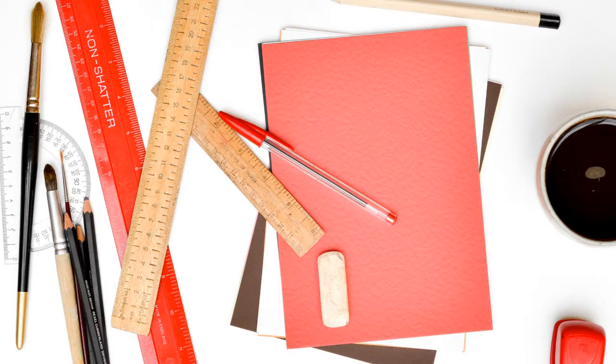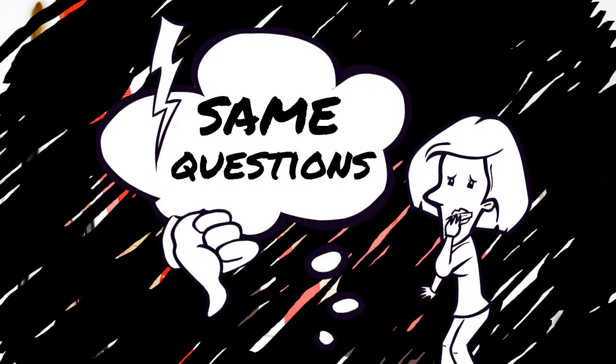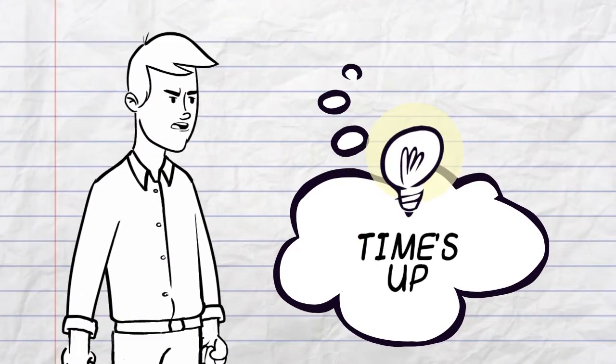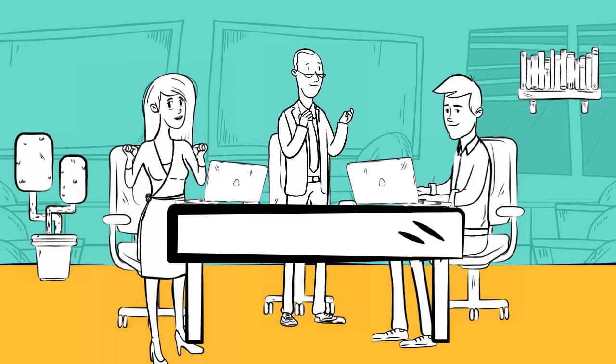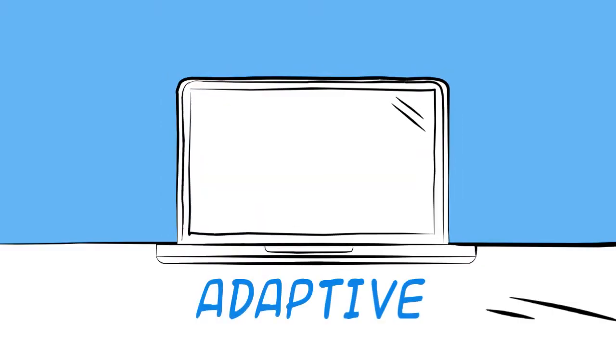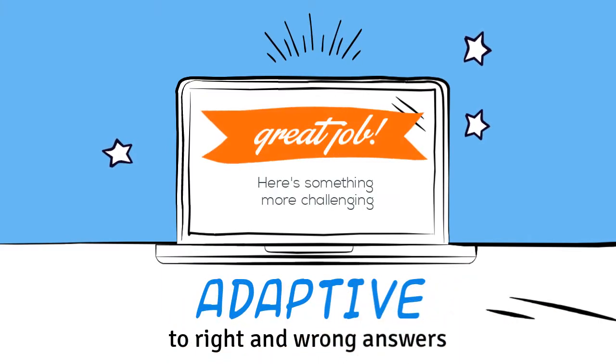results of the assessment. Unlike paper and pencil tests, where all students are asked the same questions and spend a fixed amount of time taking the test, MAP growth is a computer adaptive test, which means every student gets a unique set of test questions based on the response to previous questions. As the student answers questions correctly, questions get harder. If the student answers incorrectly, the questions get easier.